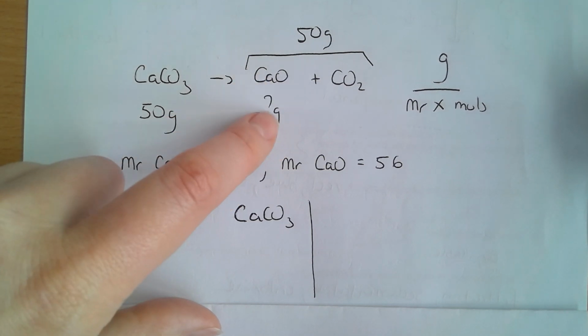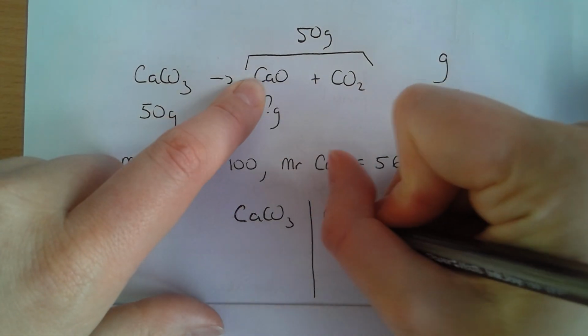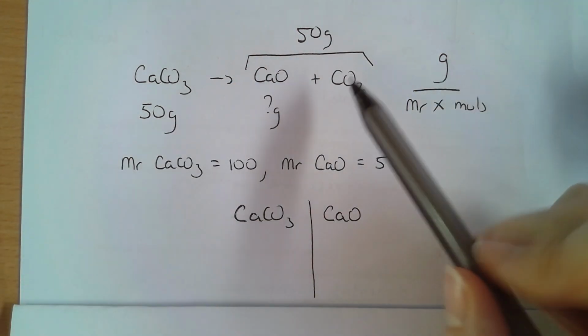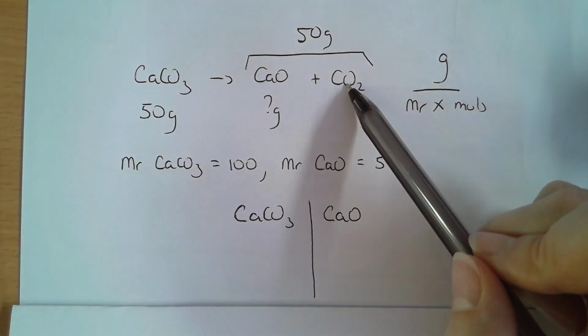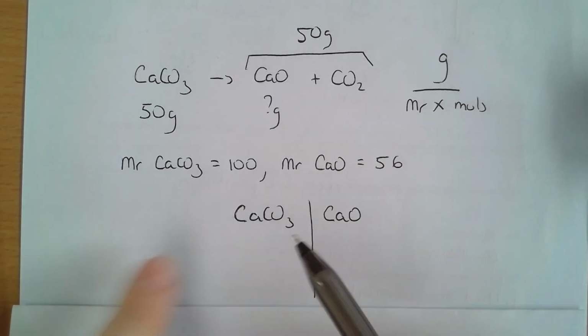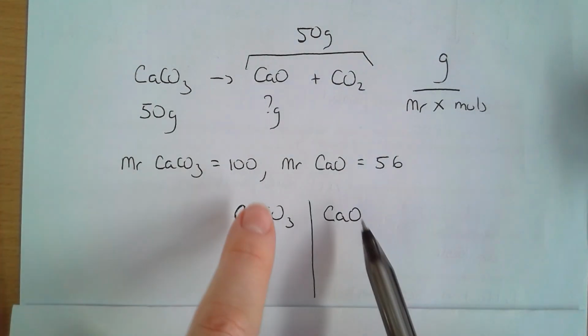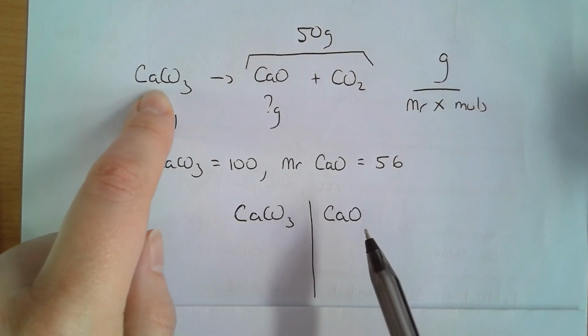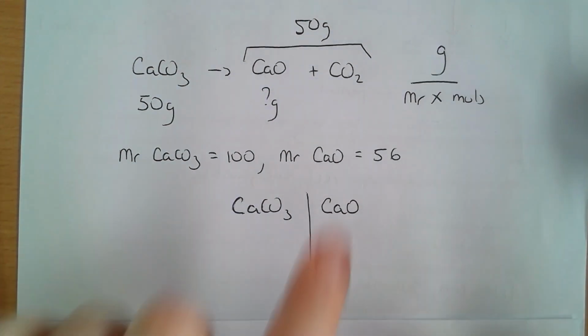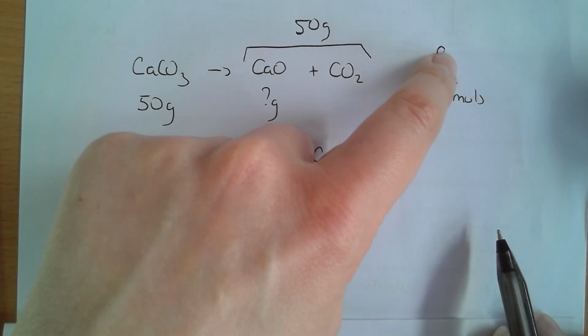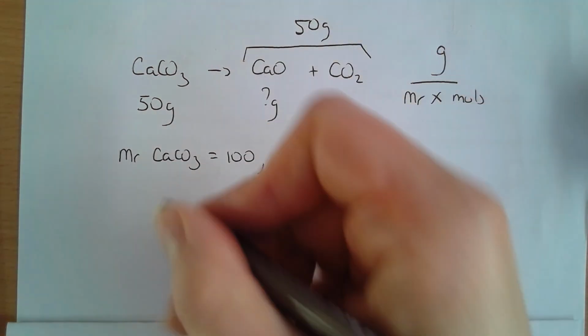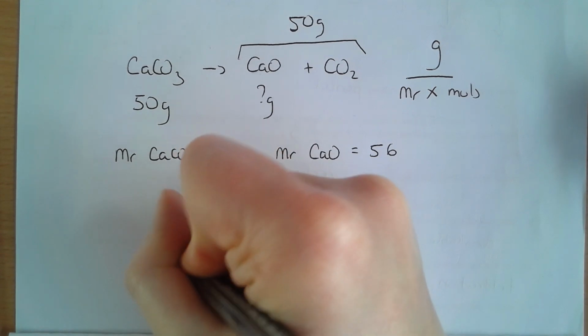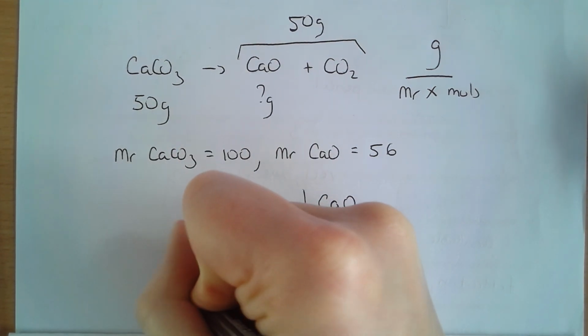So they've asked me the mass of calcium oxide, so that goes into my table. They haven't given me info about CO2. They haven't asked me about CO2, so I ignore it. So I'm only ever going to put two things in my table: what they give me info about, what they ask me about. And then down the side of my table, I'm going to put G, Mr, and moles, the three things from my formula triangle.